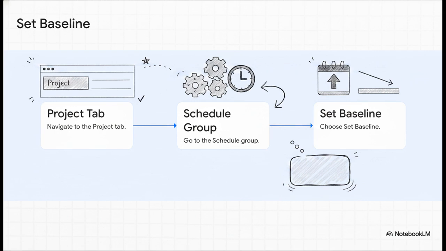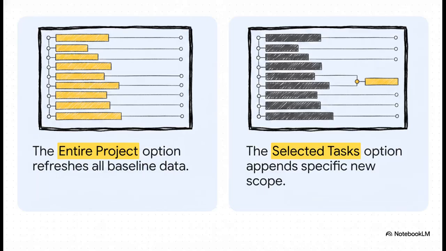A dialog box will pop up, and right here is where you make some critical strategic choices for your schedule's future. Inside that dialog box, you have to choose exactly what you're baselining. Updating the entire project refreshes absolutely everything. It completely replaces all baseline data with your current schedule. But if you only have a minor authorized scope addition, you'll want to use selected tasks. This lets you append specific new scope to the baseline without overwriting the stable historical areas of your project.